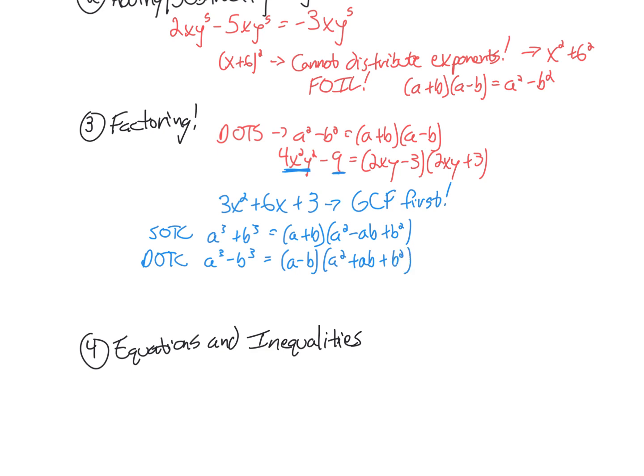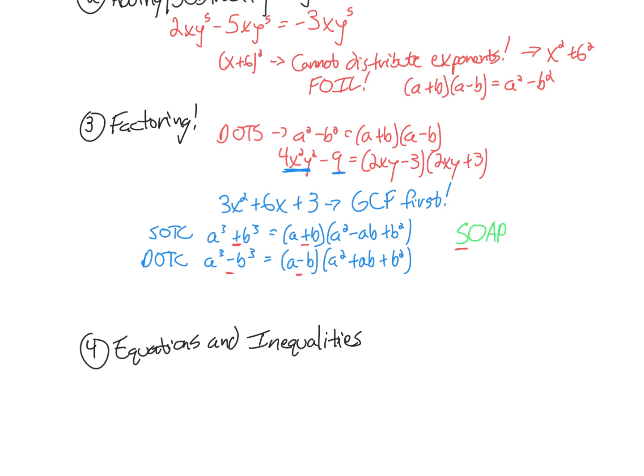And we had a little acronym to help us remember it. It was SOAP, if you remember SOAP. Let me actually undo the underlining. So the SOAP was same sign. If we look at SOTC, it's a cubed plus b cubed, so in the first parentheses we have a plus b. Notice for DOTC, we had the minus, it was a cubed minus b cubed.